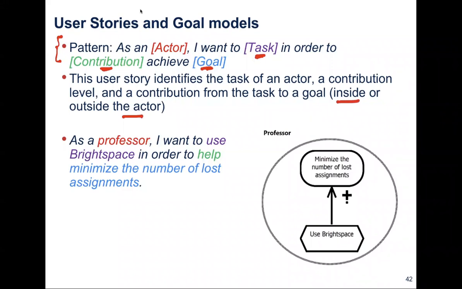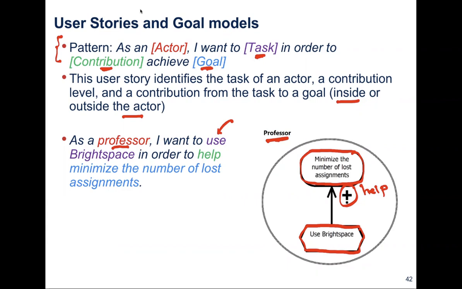For example, if this is a statement when I'm listing requirements: as a professor, so this is the actor, I want to use Brightspace, so this is the task. So use Brightspace would be my task. In order to help, so I'm going to use this symbol, which we have clearly stated before as help. And then the goal at this point would be minimizing, this is a soft goal, the number of lost assignments. So this is how you're going to model the wording of requirements to build a goal model.